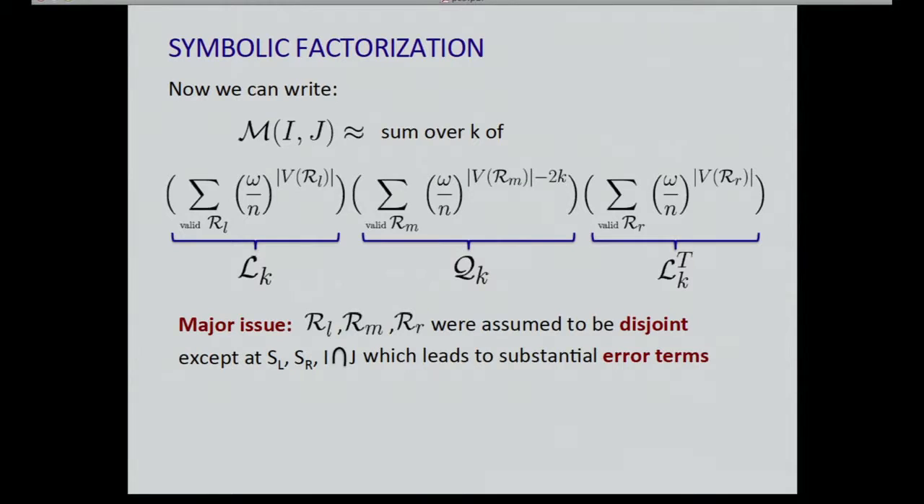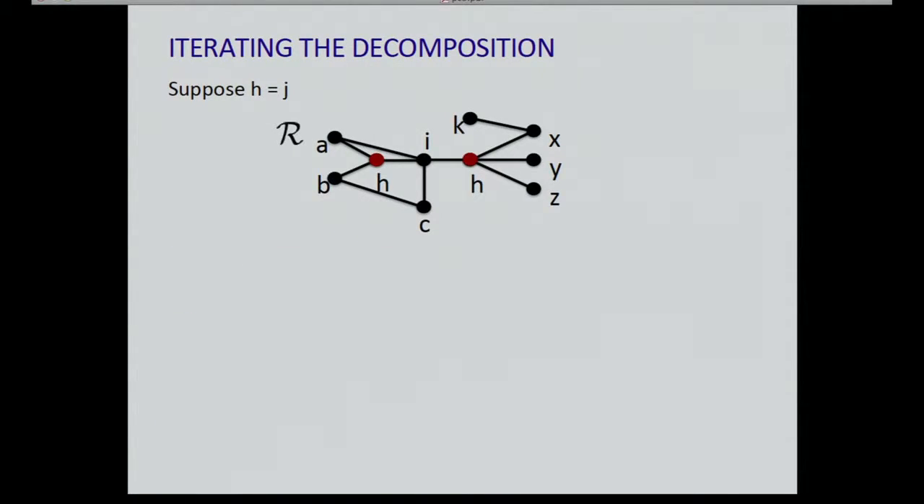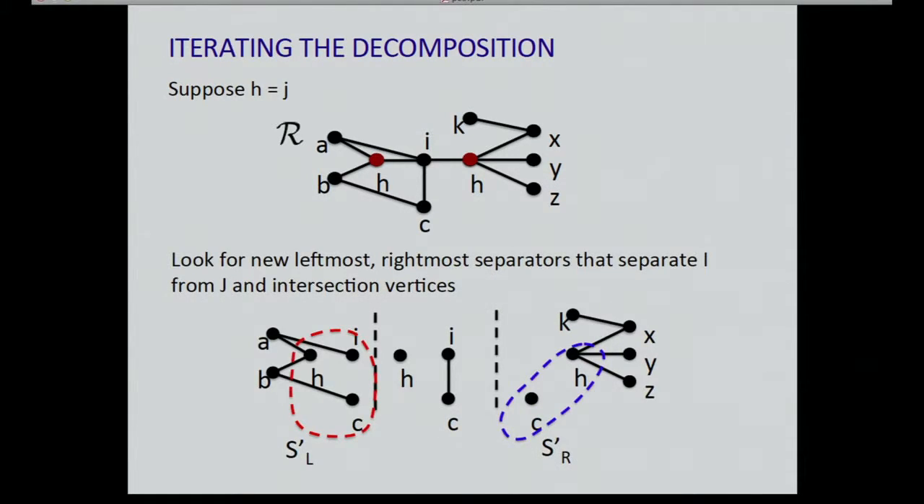There's a huge issue, which is that in this decomposition, you're assuming that whatever graph you get out of this piece is disjoint from this graph and is disjoint from this graph, except at the boundary vertices. So what really happens is when you have overlaps between them, those are huge error terms in the approximate factorization that you need to handle. And the idea is to keep cutting away the graph.